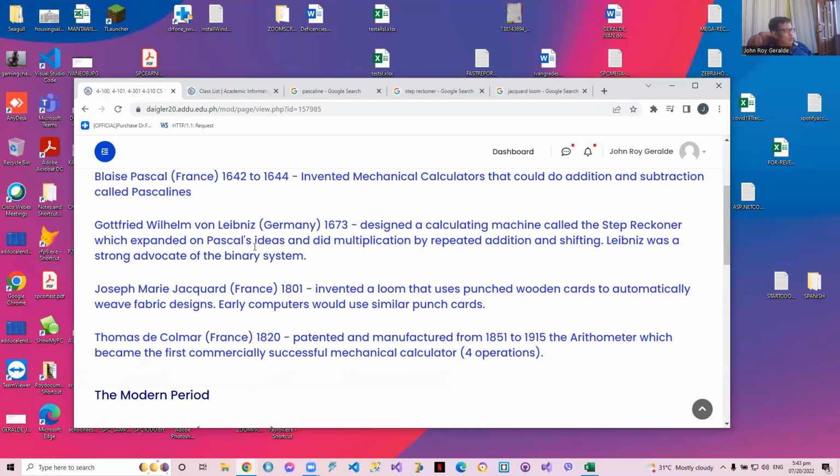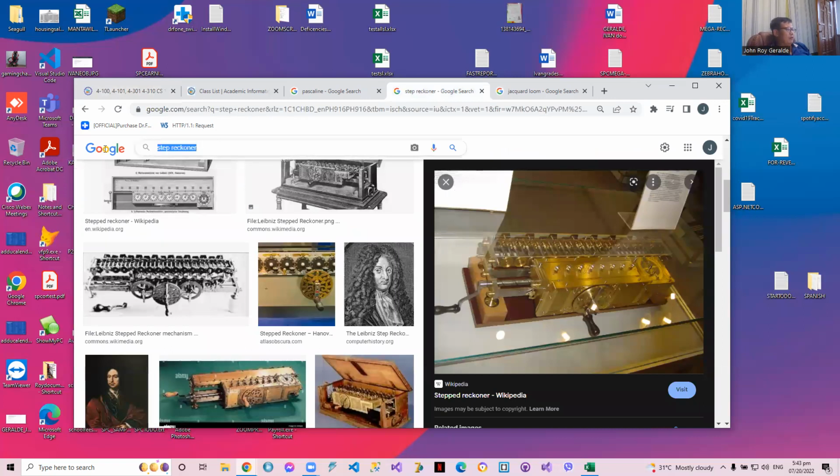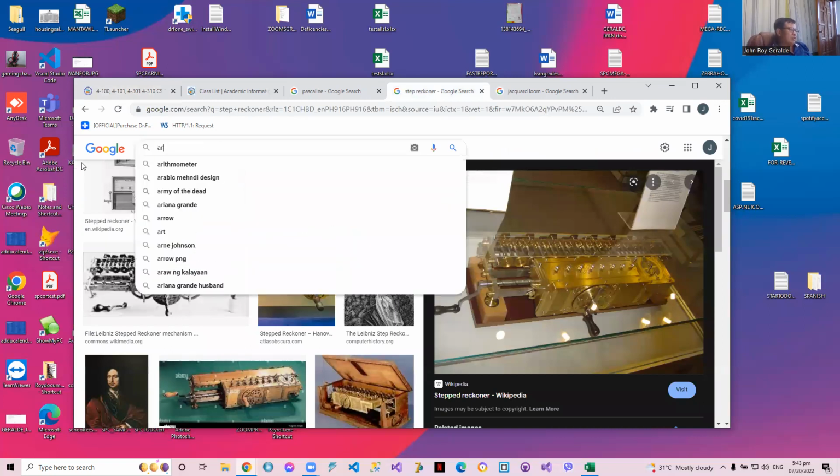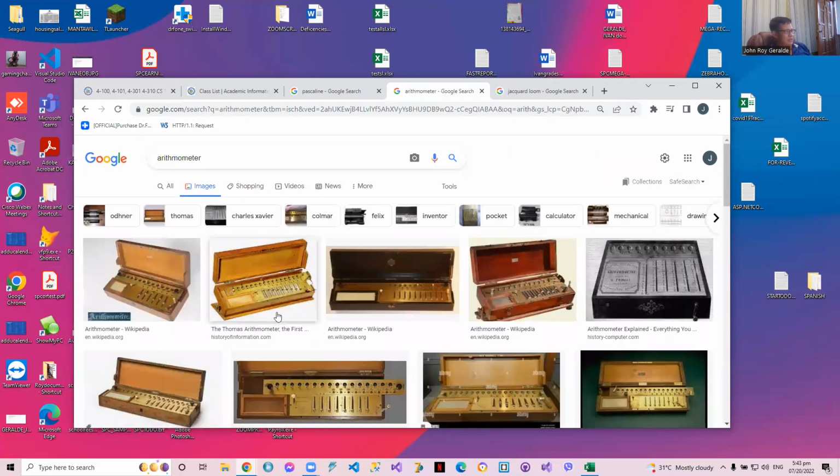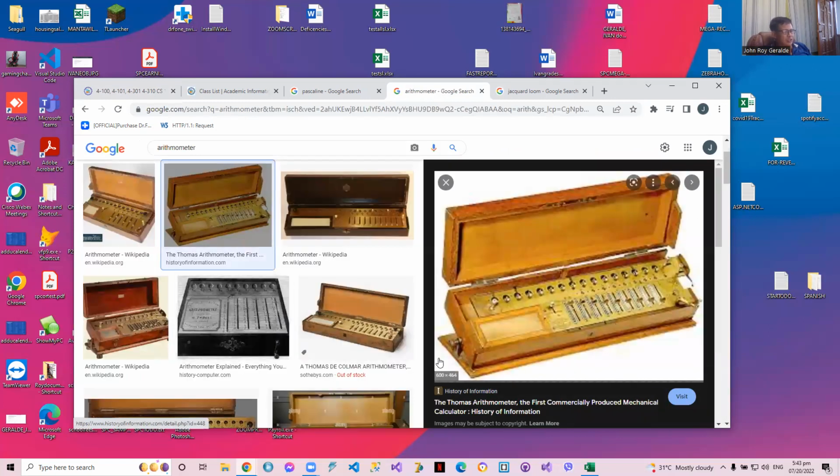And then also about the same period, Thomas de Colmar invented the arithmometer. The arithmometer is like an upgrade of the step reckoner, because the step reckoner only went up to multiplication. It's like the same, so it also has a crank on the left.